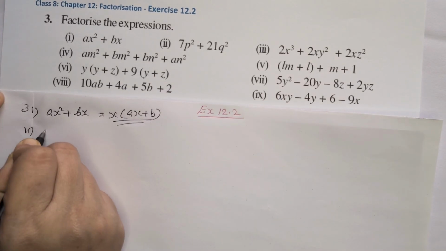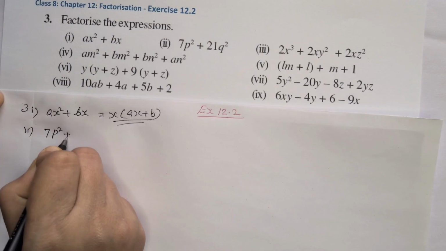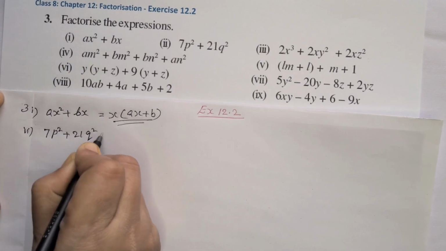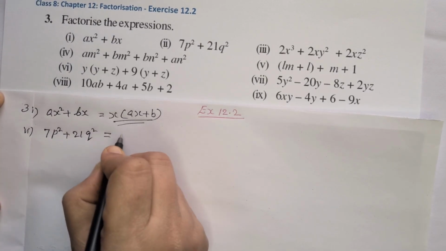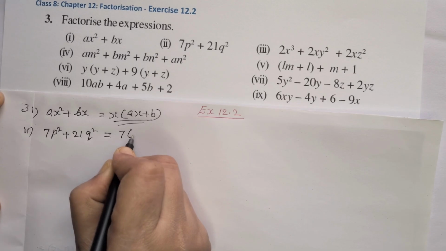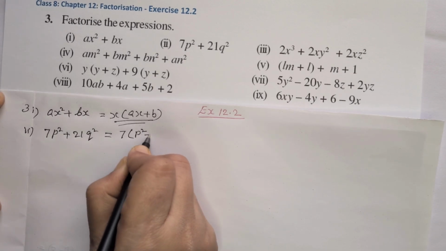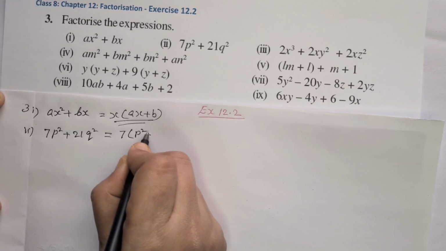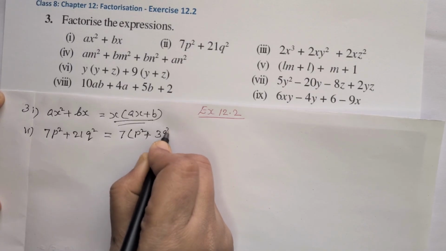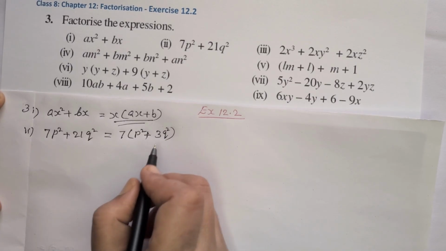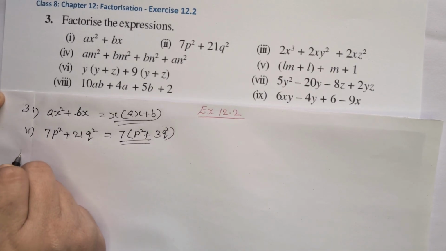Second one, 7p square plus 21q square. Common factor is 7. 7 when we are taking out, p square plus here 3 times 7. So 3q square. 7 into p square plus 3q square. Next one.